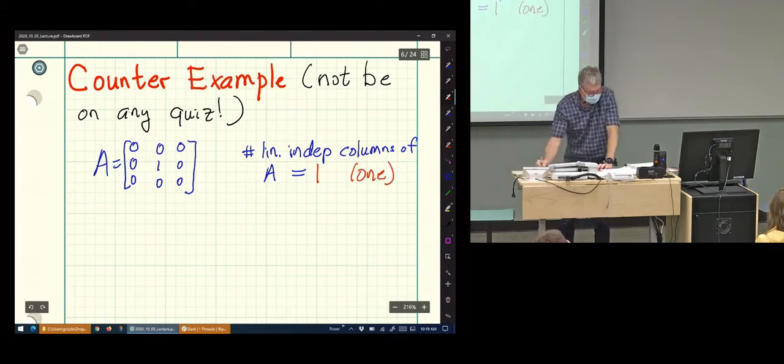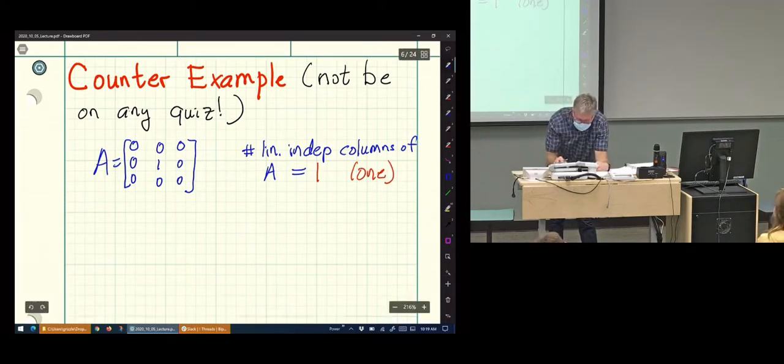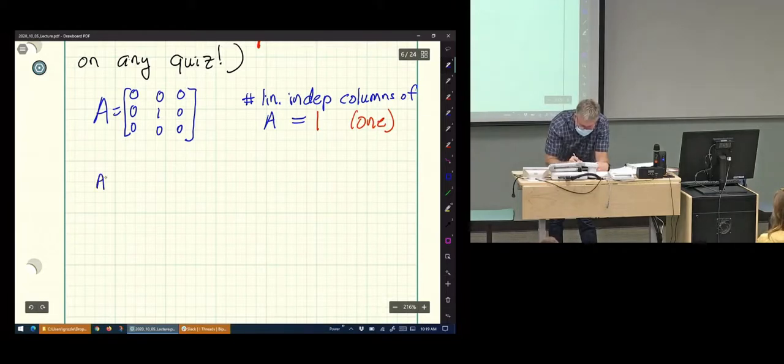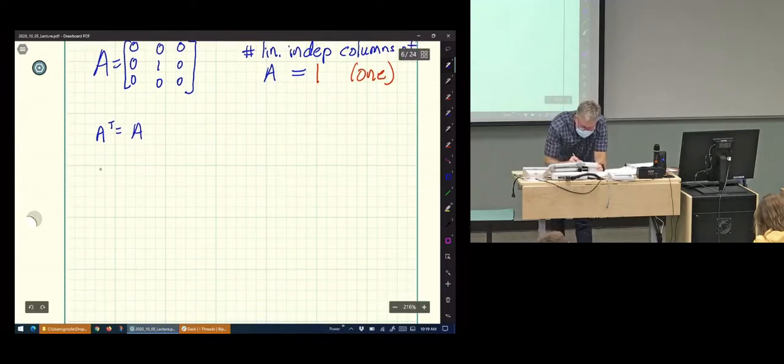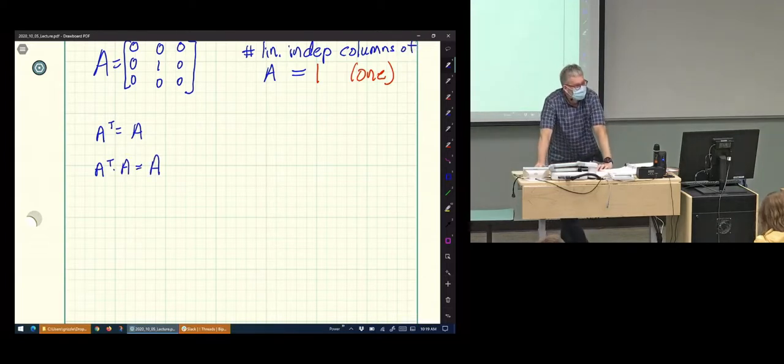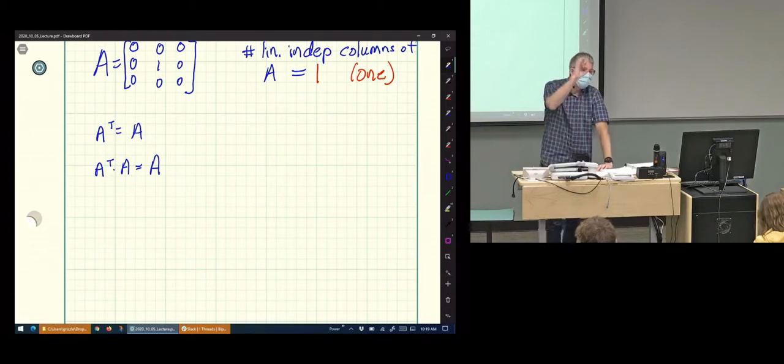Okay, it's the second column. I'll let you mentally compute the transpose and see that you get A back. And if you multiply A transpose times A, you also get A back. So it's a really bizarre example, but it's a matrix that you could put into our test, okay? So this is what it means. Is it true always, or is it just true most of the time? And the difference is important.